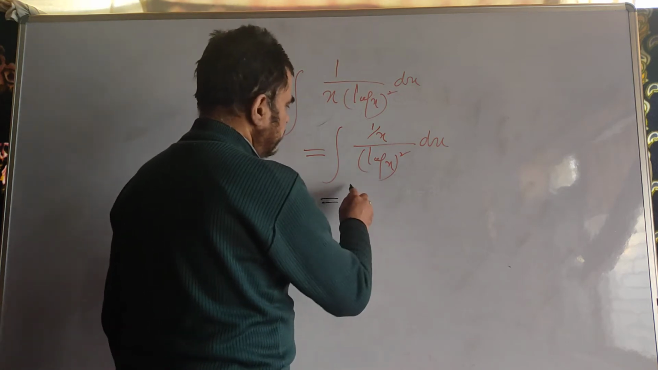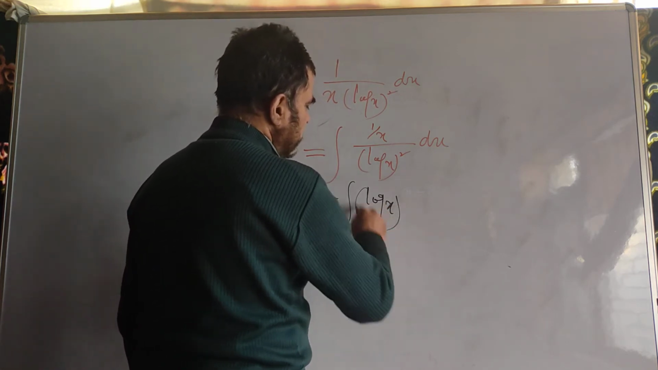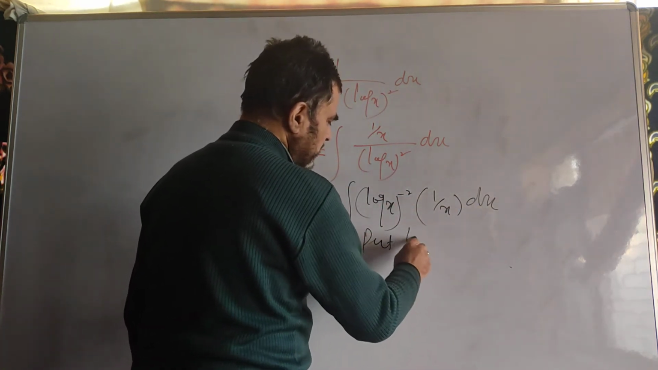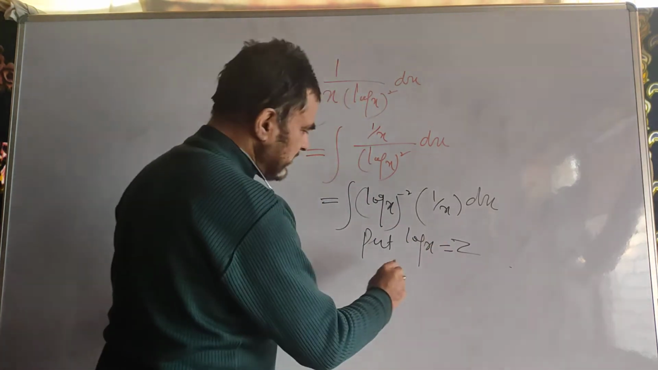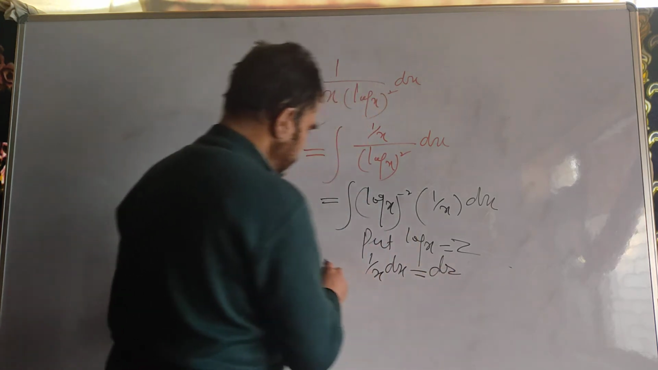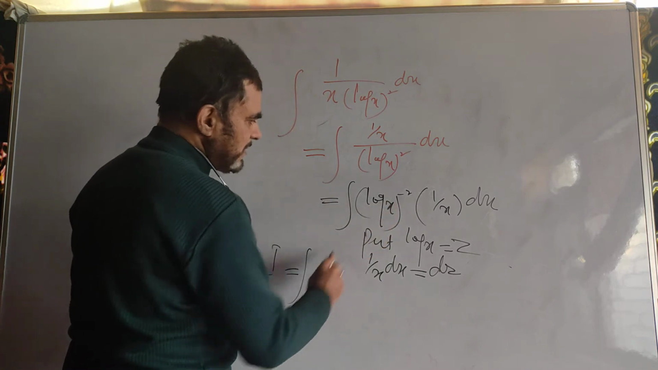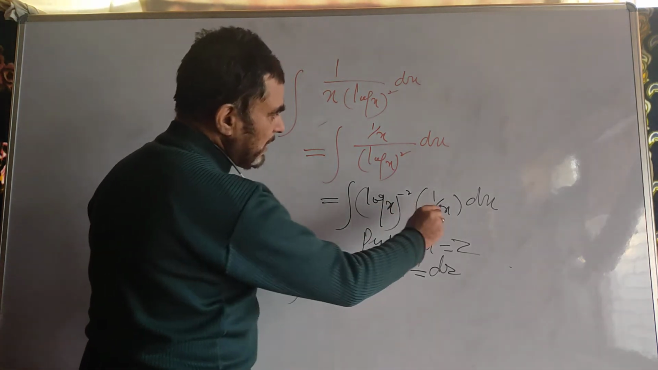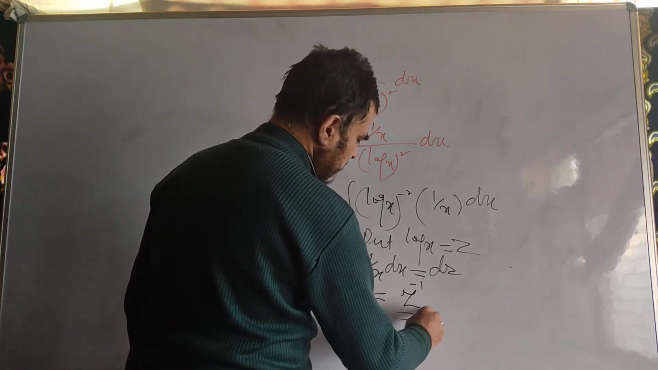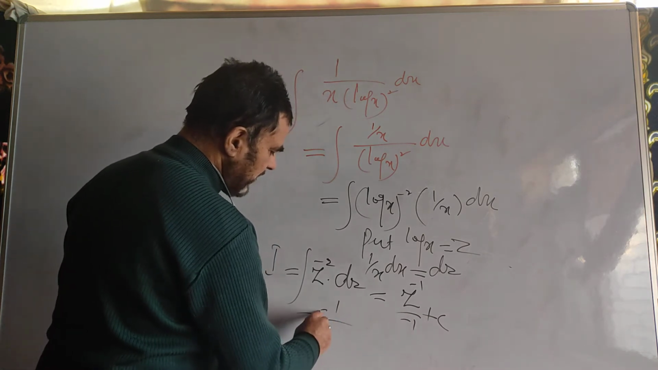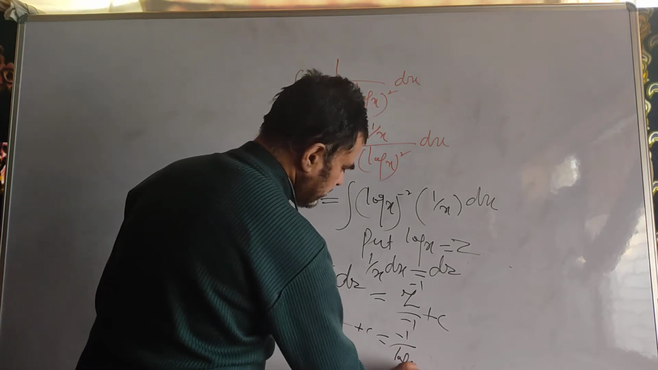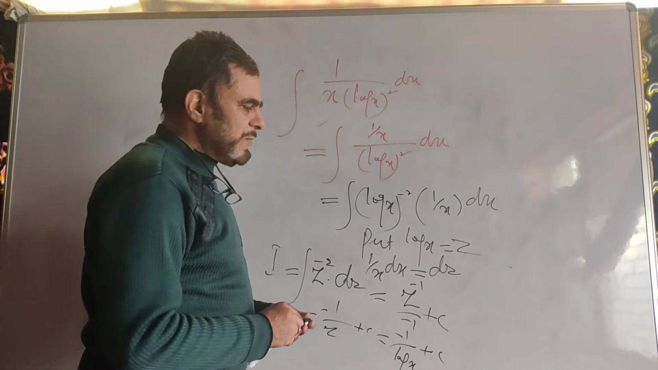This you can write as log x raised power minus 2 into 1 by x dx. If you make the substitution, put log x is equal to z, this comes out to be 1 by x dx is dz. You see how the integrand gets now reduced. Log x is z raised power minus 2, and 1 by x dx is your dz. You can integrate this now. It is z raised power minus 1 by minus 1 plus c. This is minus 1 by z plus c, and z is your log x. So this is how you apply these.